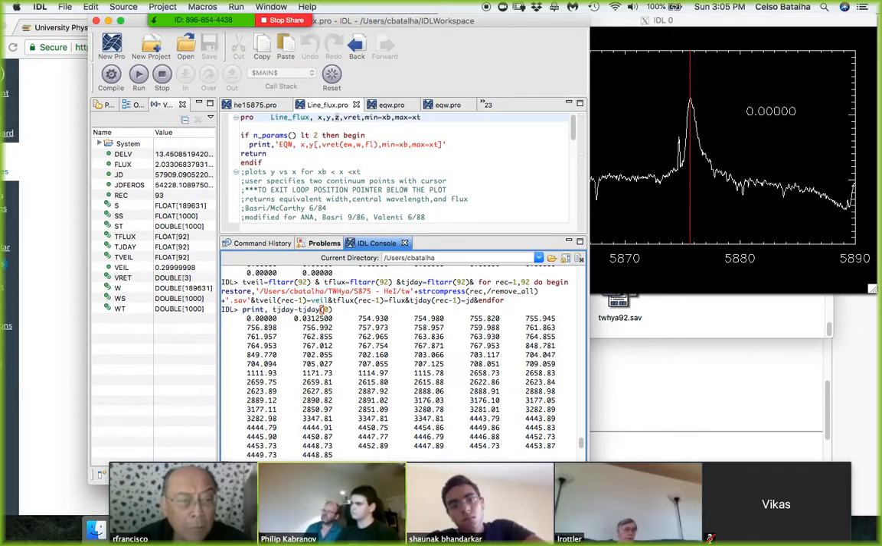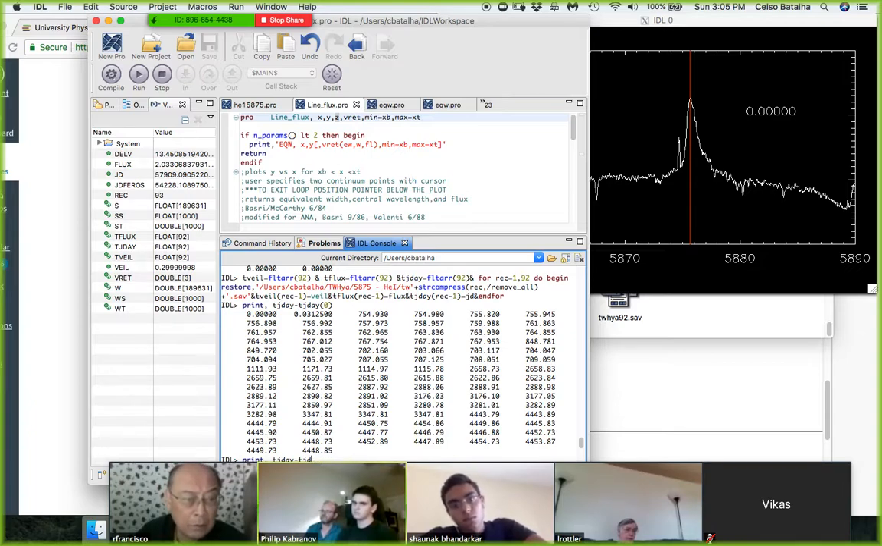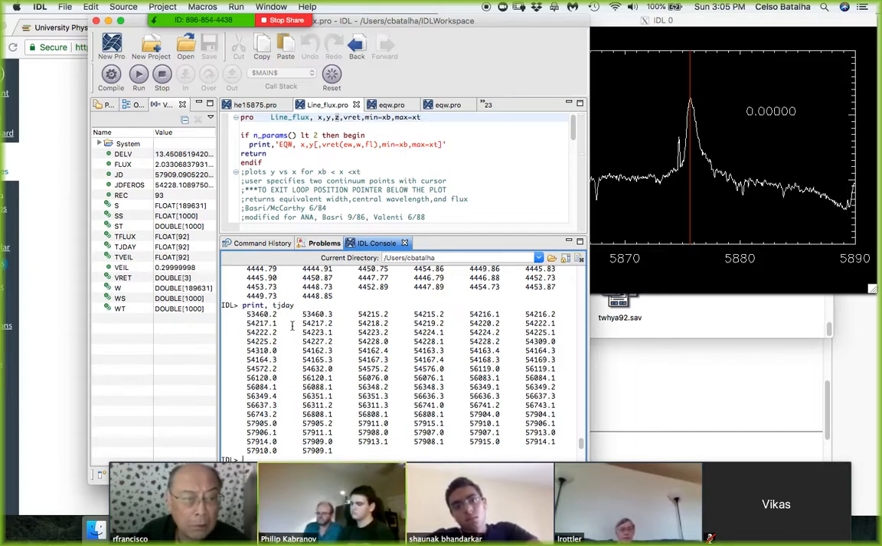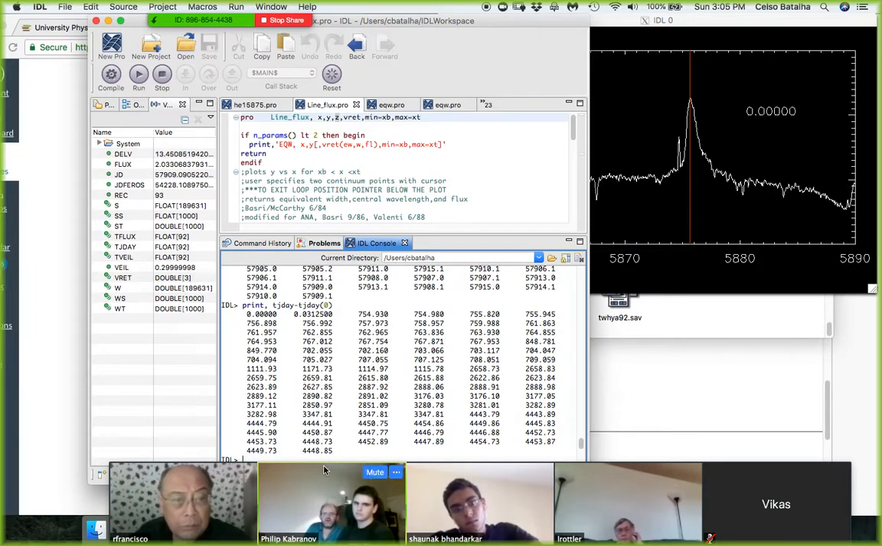So yes, this is the Julian date that comes out of the FITS file. This is a big number. It has more digits, but it's truncated. This is what comes out, and we are plotting that. We are printing that minus the first one. The Julian date.